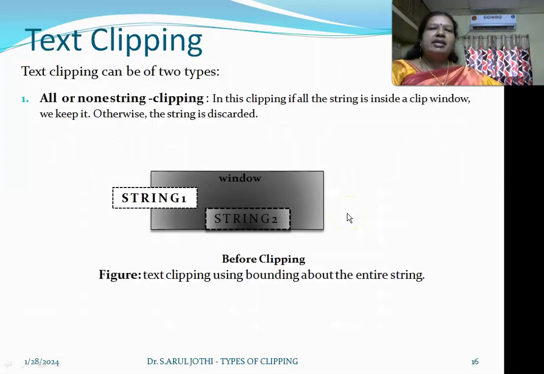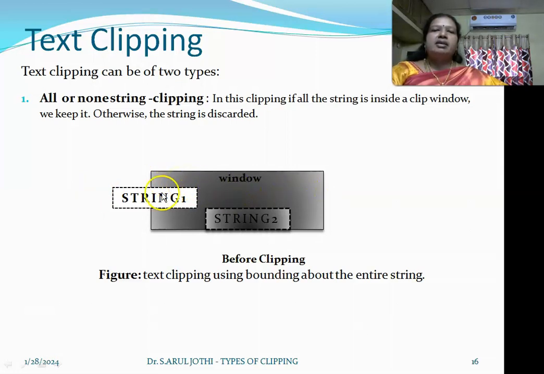So next comes text clipping. Here 2 types of text clipping are there. First one is all or none string clipping. In this clipping, if all the string is inside a clip window, we keep it as it is. Otherwise, the string is discarded. For example, here 2 strings are there, string 1 and string 2. String 2 is fully inside the window, but string 1 is partially inside. So we have to reject string 1 on the whole, since it is partially outside.